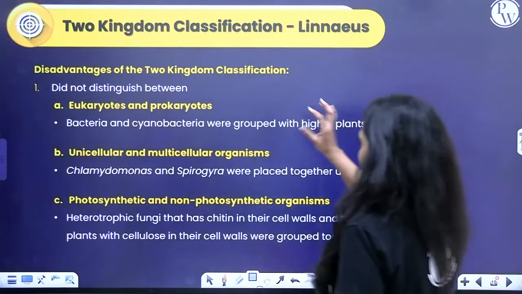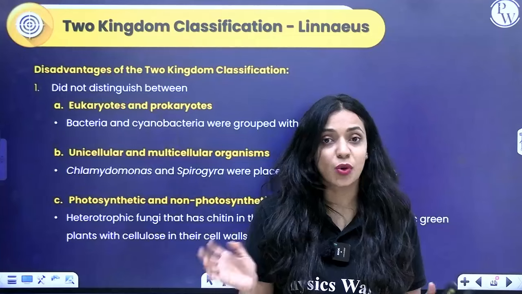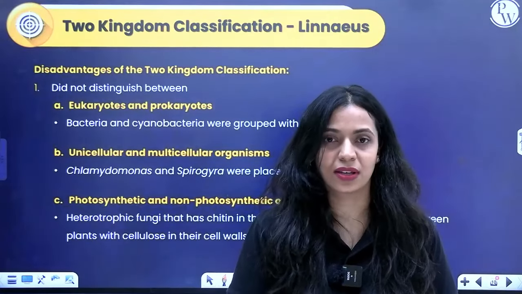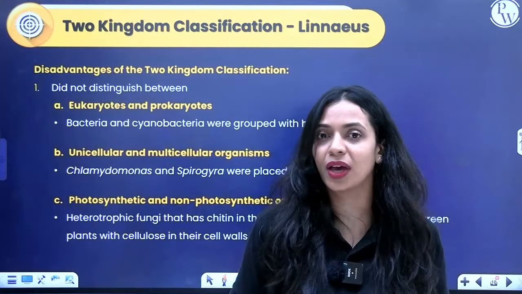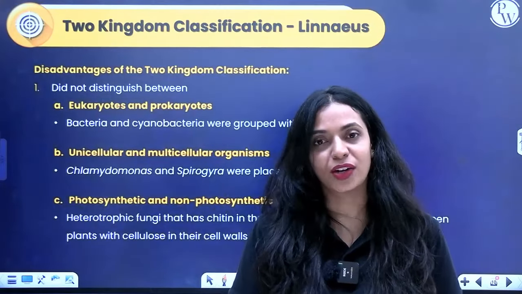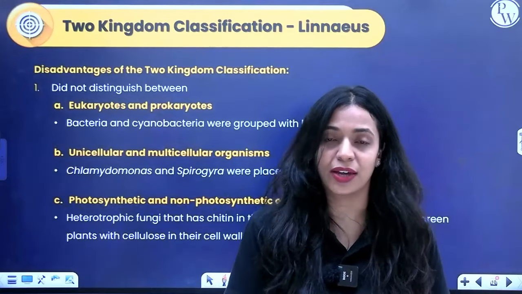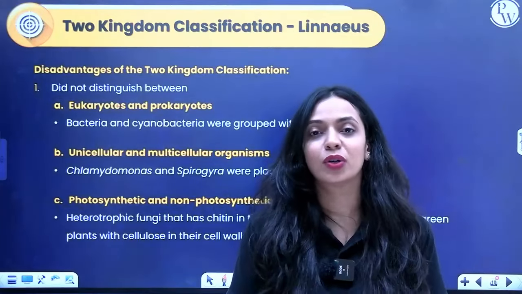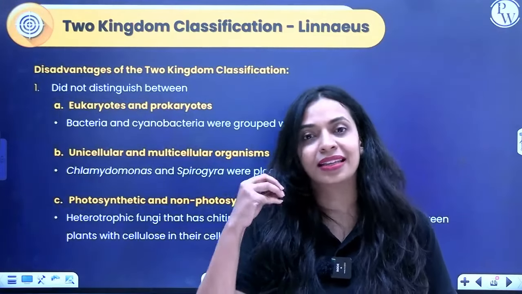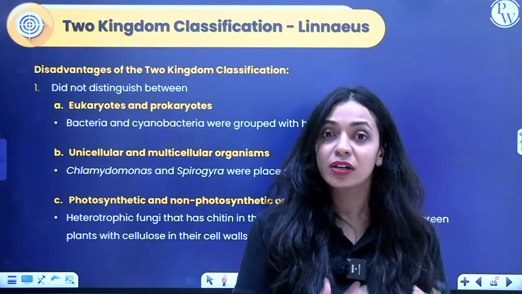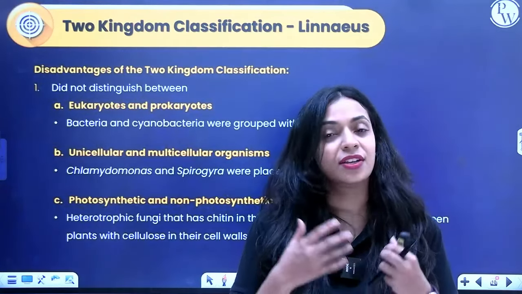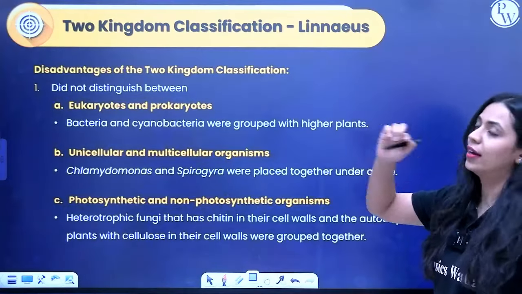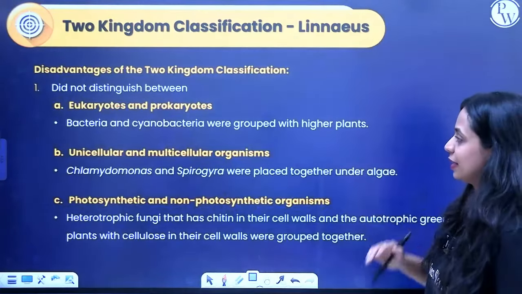Firstly, in this two kingdom classification, there was no clear distinction between eukaryotic and prokaryotic organisms. You know structurally how prokaryotes and eukaryotes are very different from each other, right? Prokaryotes are very primitive as compared to eukaryotes. Despite being so different, there was no attempt made to distinguish these two kinds of organisms. The bacteria that were prokaryotic were grouped with algae that are eukaryotic just because they both had a cell wall. That is the first disadvantage of the two kingdom classification proposed by Linnaeus.